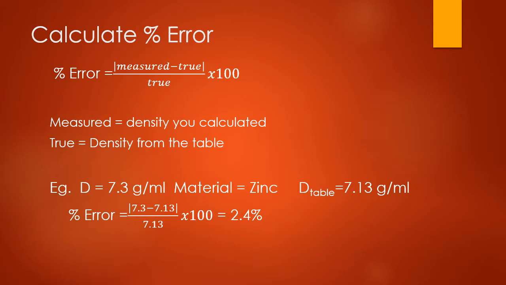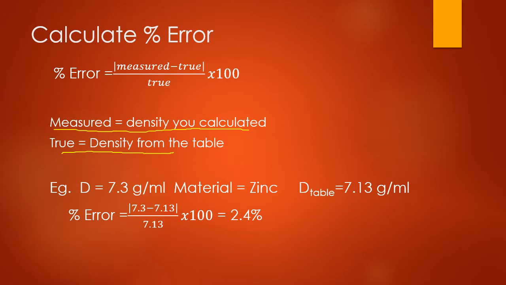So how do you know what is the measured and what is the true? Well, your measured is going to be the density that you calculated using the measurements given. The true is going to be the density that you located from the table on the previous slide. So once you identified what your material was, you saw a corresponding density to what the actual density should be.